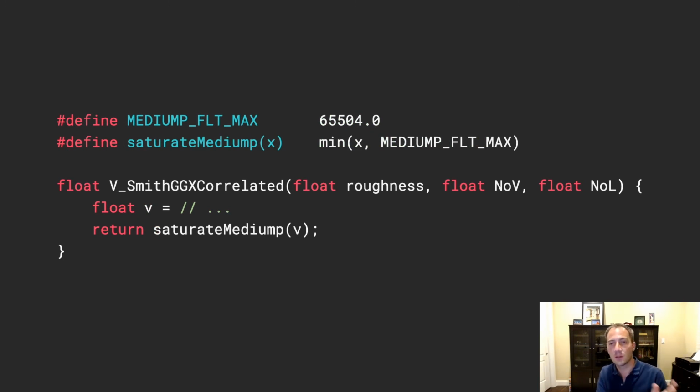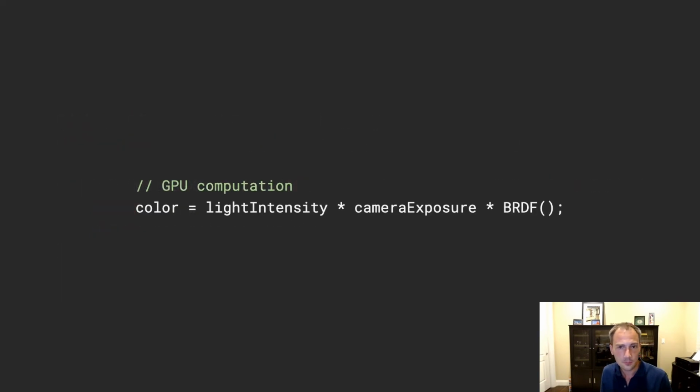Here's another interesting example. Sometimes computations can tend to infinity, as is the case with the visibility term that we use. Unfortunately, that can lead to tons of issues on mobile. You're going to end up with black pixels if you output not a number or infinity. So to avoid this, in those situations, we just clamp to float max, and that solves the problem.